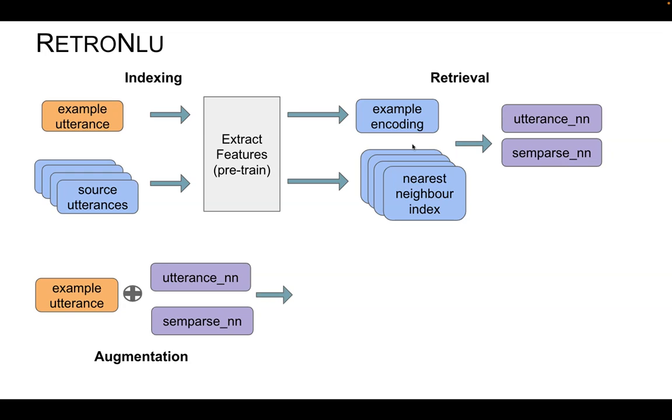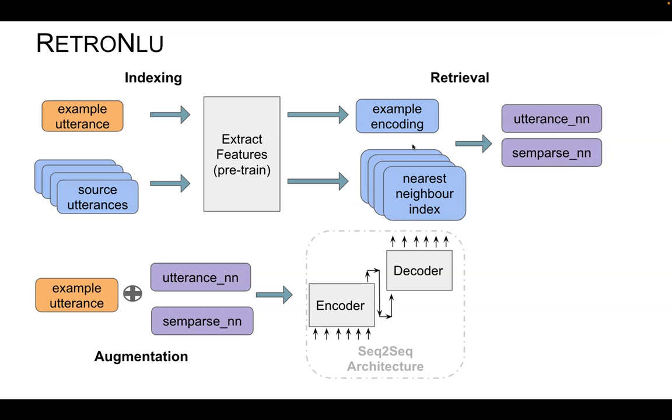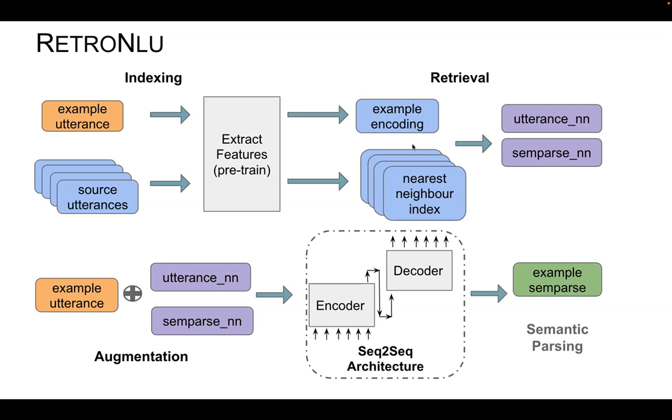And once you have appended that with the SemParse or the utterance of the nearest neighbors, you can pass the whole thing as an input context to an encoder decoder architecture. This is a sequence to sequence architecture, and finally you get the output SemParse which we are looking for. This is the last pass of semantic parsing.